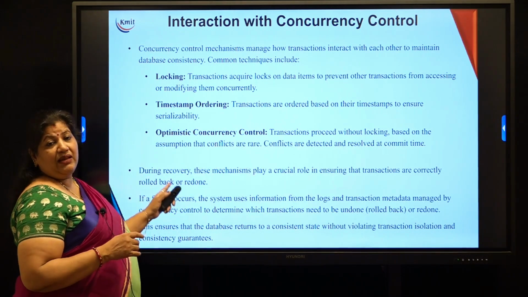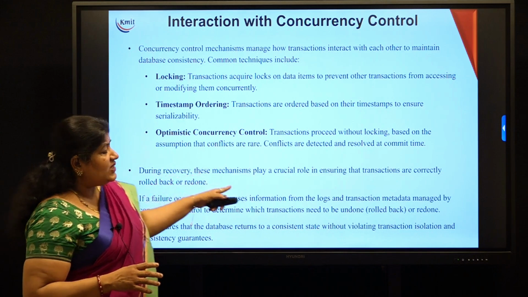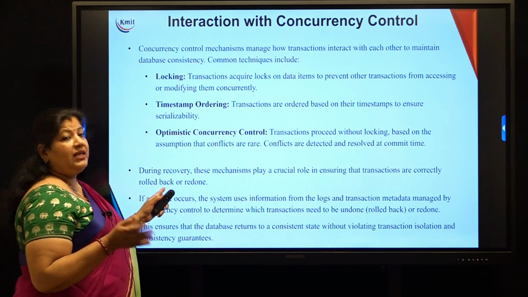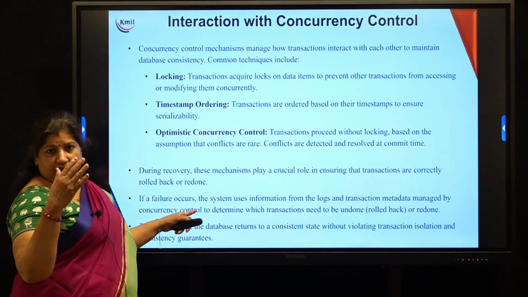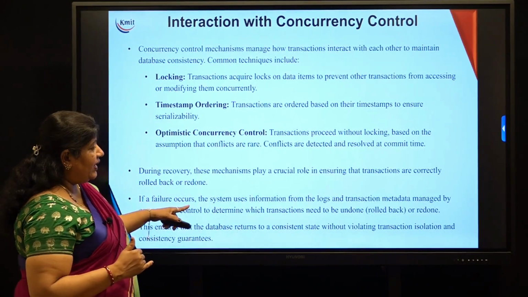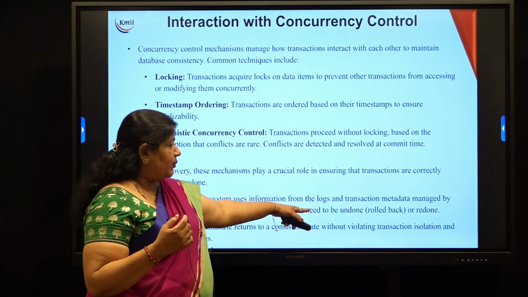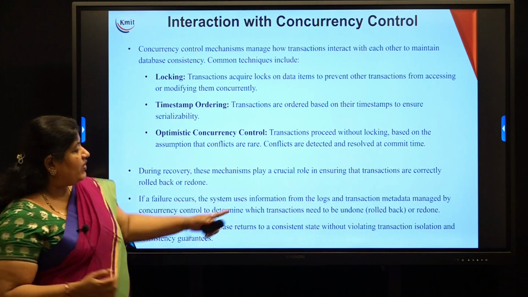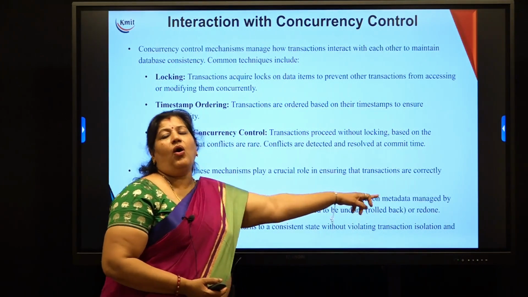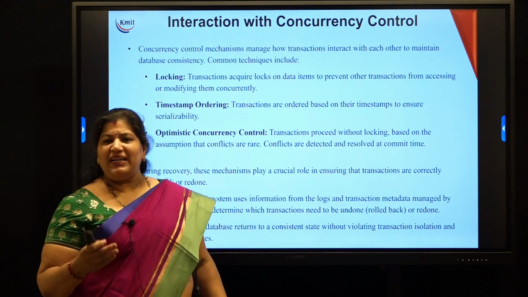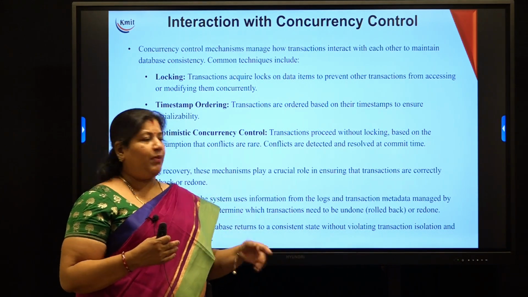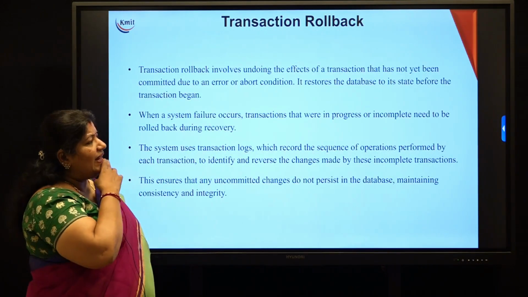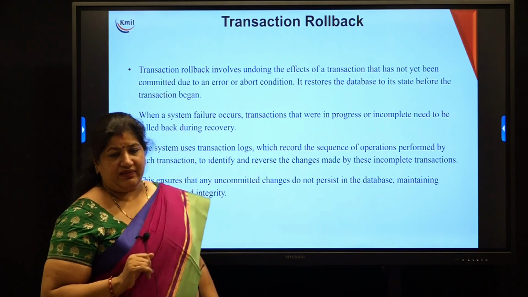How does this help during recovery? These mechanisms play a very crucial role in ensuring the transactions are correctly rolled back or handled in a specific order. So what will happen during failure? The system retrieves the information from the logs and the transaction metadata so that it can determine which transaction needs to be undone or which has to be redone. In case of a commit log, it has to be redone. In case of an abort log, it has to be rolled back. So this ensures data integrity and consistency, and there is no violation of our ACID properties.